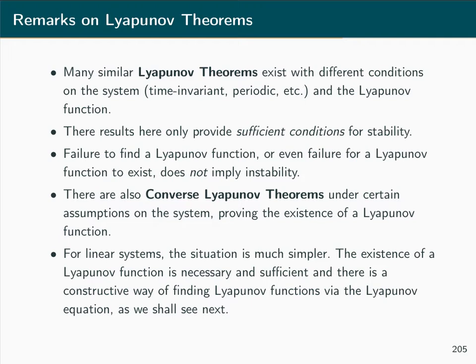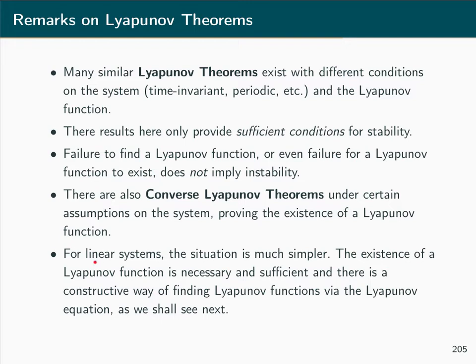What all of these Lyapunov theorems have in common, though, is that they only provide sufficient conditions for the stability of the system. In other words, if you find a Lyapunov function, then you can deduce some stability property of your system. However, failure to find a Lyapunov function, or even failure for a Lyapunov function to exist, does not imply the instability of the system. Nonetheless, there are also so-called converse Lyapunov theorems, which state that under certain assumptions on the system, a certain type of Lyapunov function has to exist for this system.